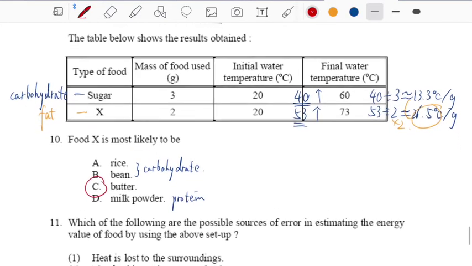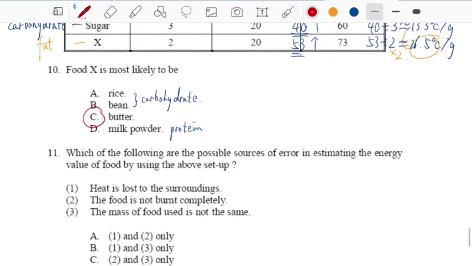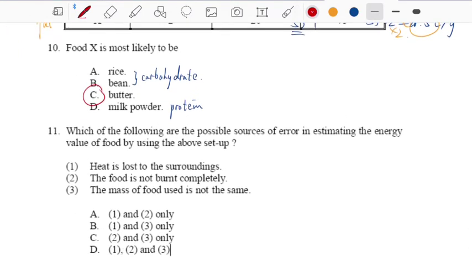And next one, which of the following are the possible sources of error in estimating the energy value of food by using the above setup? If we use this setup while we burn the food, a lot of heat is lost to the surroundings, so description A is correct. For the second description, the food is not burned completely. Yes, normally if we burn the food using the setup above, we will find there are some black parts or even some unburned food inside your spoon. So that can be a source of error.